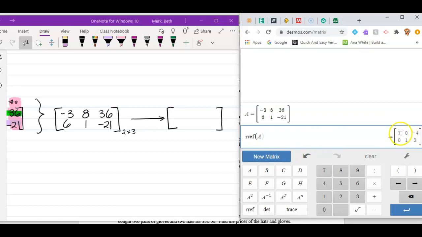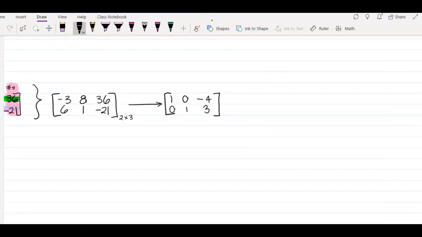It tells me that 1, 0, negative 4, 0, 1, 3. Let's copy that down. 1, 0, negative 4, 0, 1, 3. Now we've solved this system using substitution and elimination already. We knew we were going to get negative 4, 3 for the answer, but here's how you read it. Looking at the answer, this is how we set it up and enter it, and then this is going to be the answer.